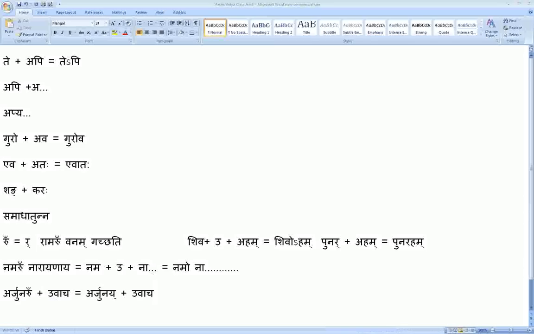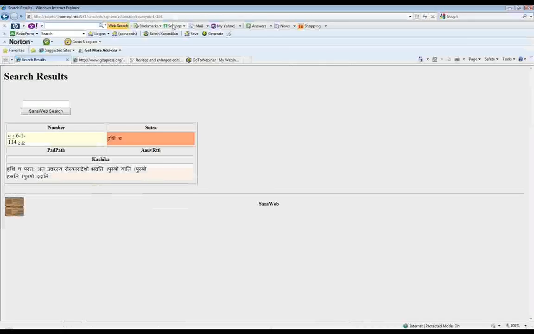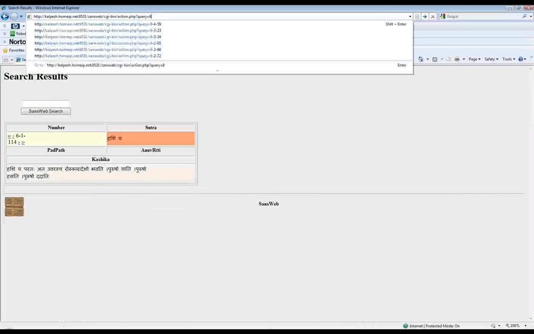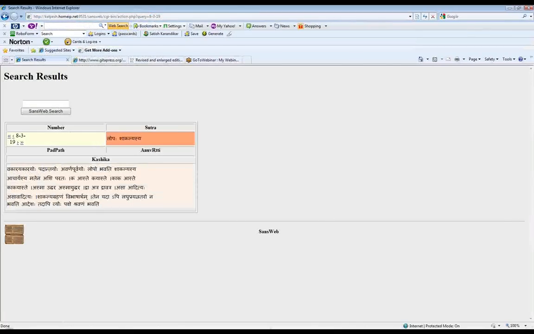Lopashakalyasya, 8.3.19. So what does the Ashtadhyayi say? 8.3.19. It says vakara yakarayoho. If you have a va or a ya, right now we only have ya, but if you have va also, padantayoho, they should be at the end of a word. Avarna purvayoho, preceded by avarna, which we all have. We have it because when we have Arjuna uvacha, we have the ya. It is padanta, suptingantam padam is there. It's preceded by the avarna, that also we have.